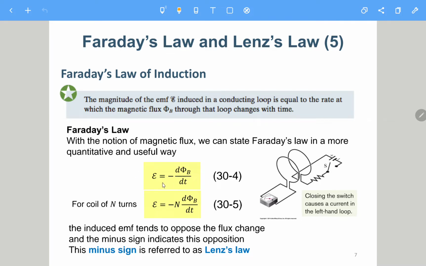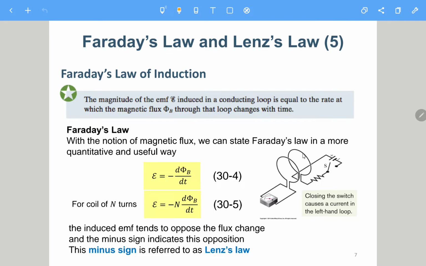So this is the equation for Faraday's law. We write it as epsilon, the induced EMF, equals minus d phi B dt. So the derivative of the magnetic flux with respect to time, with the minus sign, is the induced EMF. Looking quite elegant. And for a coil of N turns, we multiply by an additional N there. If it is one loop, we can just use this one. If it is a 10-turn loop, then this one is multiplied by 10.